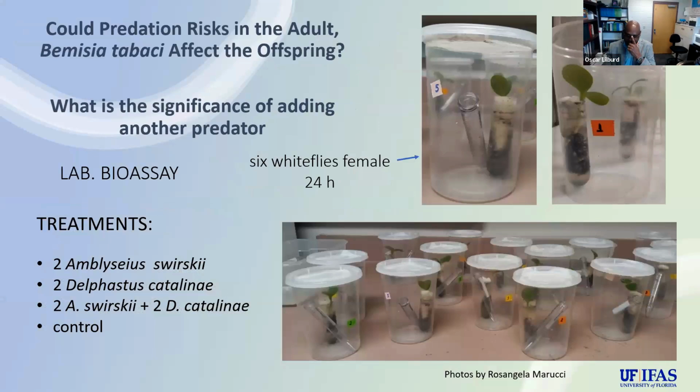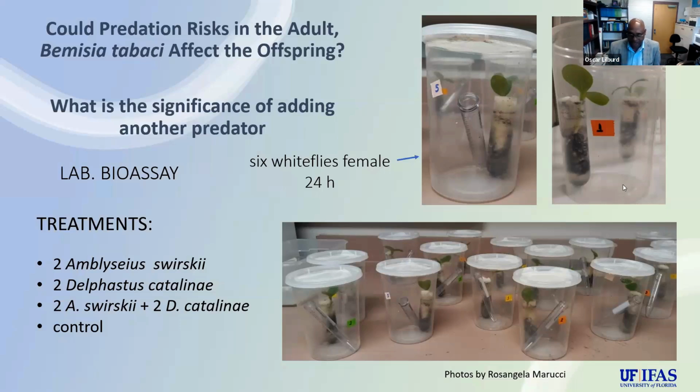Now, another factor that we probably looked at here was, what is the significance of adding another predator? So far, we've been looking strictly at Amblyseius swirskii. Well, the question is, what happens if you add another predator to the system? Would that affect the effectiveness of the biological control? Those are some questions we wanted to answer when we did this experiment. This was done in the laboratory, but we think it has strong applications to the field.